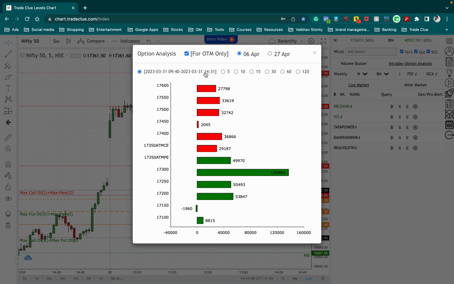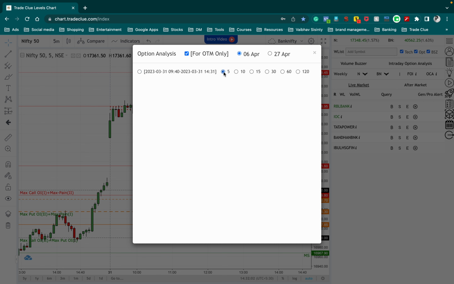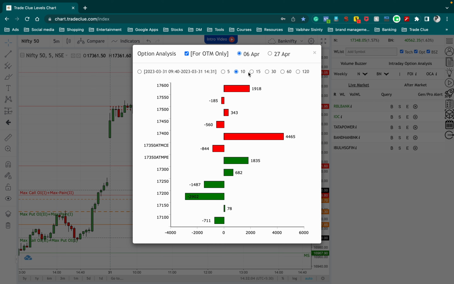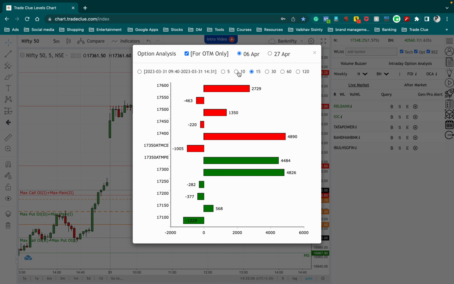To understand what is this OI analytics, you can see over here from 9:40 till 2:31, that is the current market time. So this particular radio button will make you understand what the overall option analytics is telling you. Similarly, these particular numbers 5, 10 and 15 will depict the story for the last 5 minutes, 10 minutes, 15 minutes, 30 minutes and 60 minutes and so on.